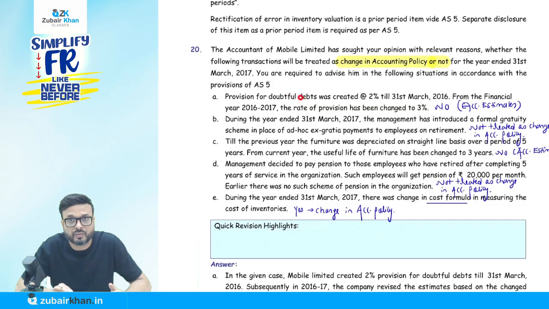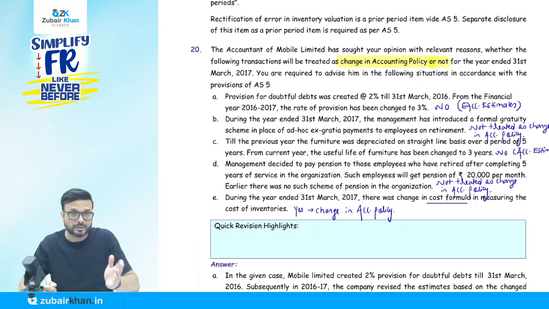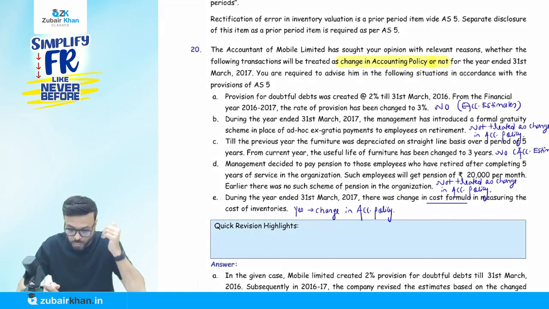A provision for doubtful debts was created at 2% till 31st March 2016. From the financial year 16-17, the rate of provision has been changed to 3%. No problem. Previously we created a provision of 2%, now we're creating 3%. This is not a change in accounting policy. They ask whether it's an accounting policy or not. No, it is not. It's a change in accounting estimate. Or you can just write: change in accounting estimate, not a change in accounting policy.